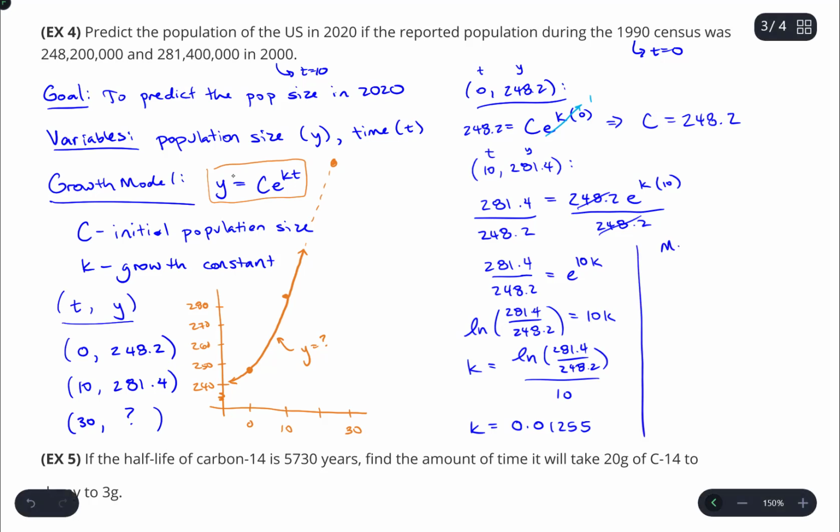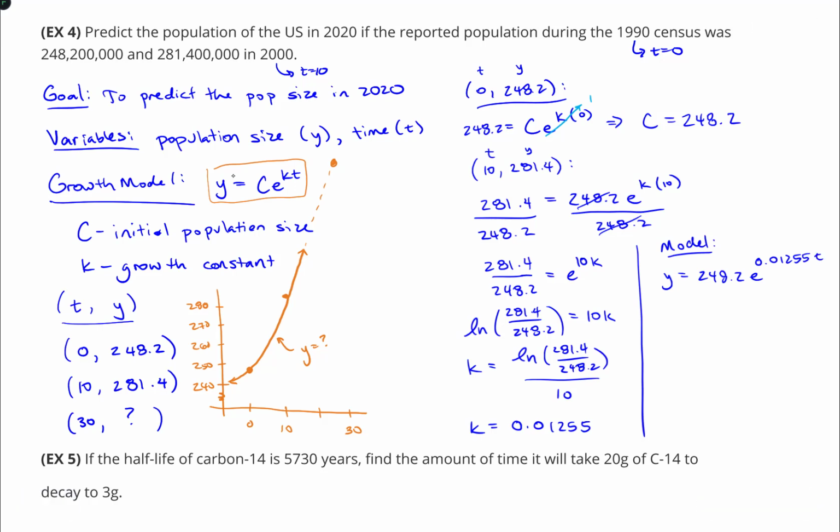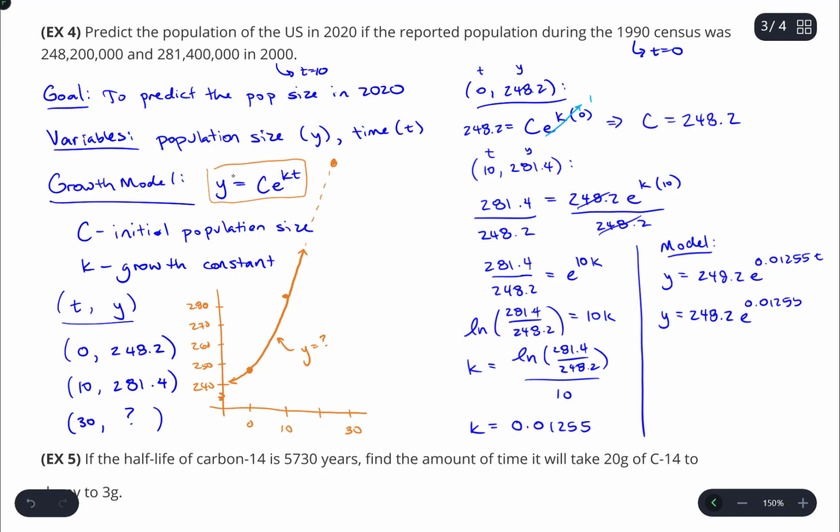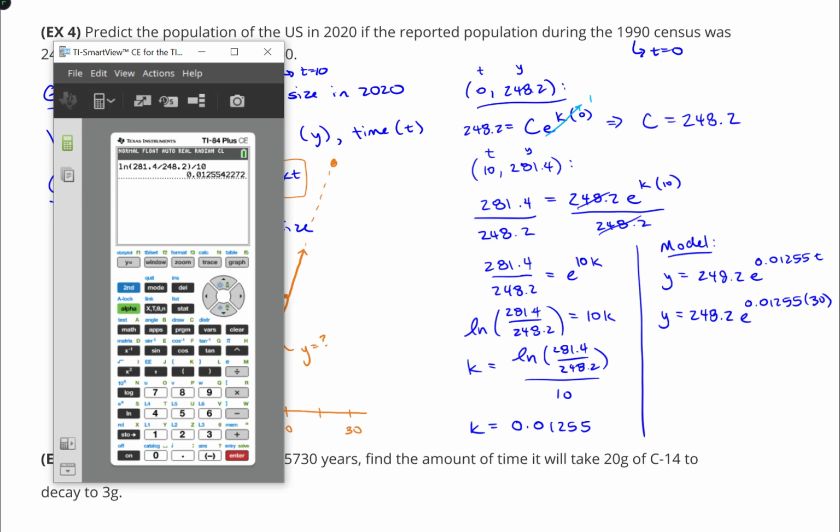So now our growth model looks like y equals 248.2 e to the 0.01255 t. And I can figure out what the population size should be at any particular point in time simply by plugging into that formula. So if I want to know what it is 30 years down the road, it would be 248.2 e to the 0.01255 times 30. And that again is something that we would just plug into the calculator.